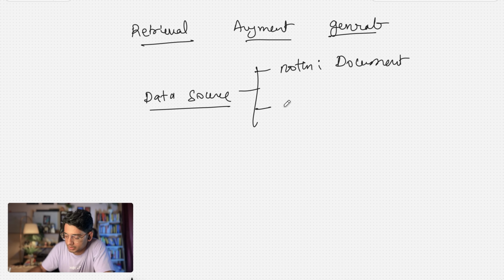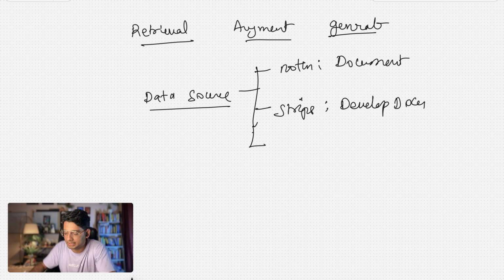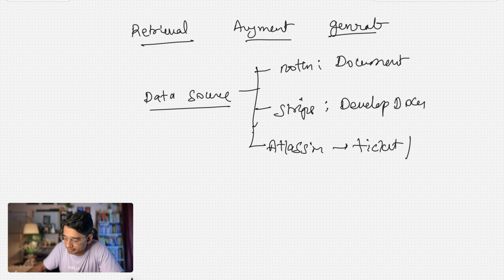If I'm talking about Stripe, then all the developer documentation that I have is going to become my document. And similarly, when I'm talking about, let's say, Atlassian Intelligence or your Jira, then all of my tickets, my stories, my workplace details, my Confluence documents are going to become the data source.